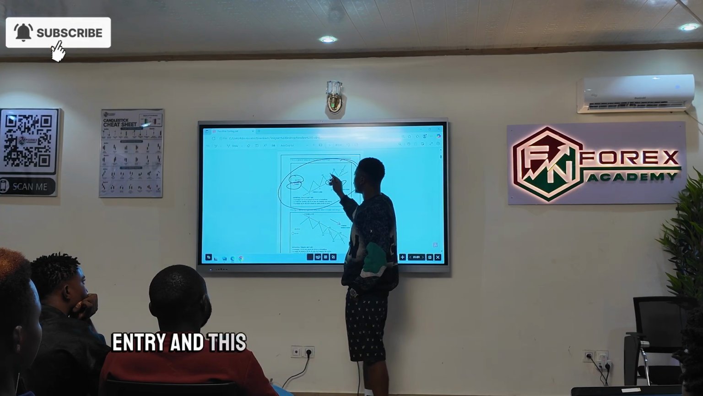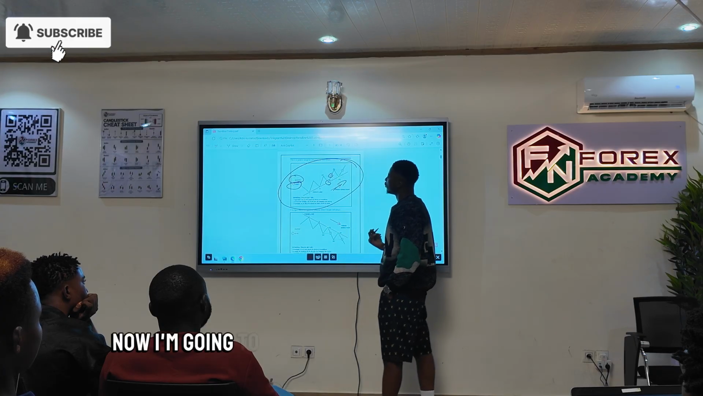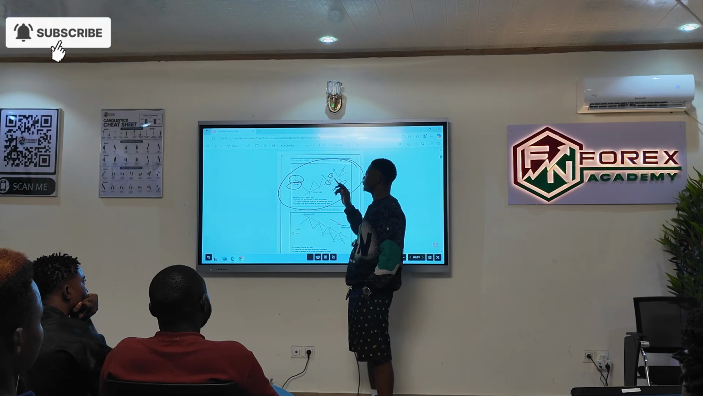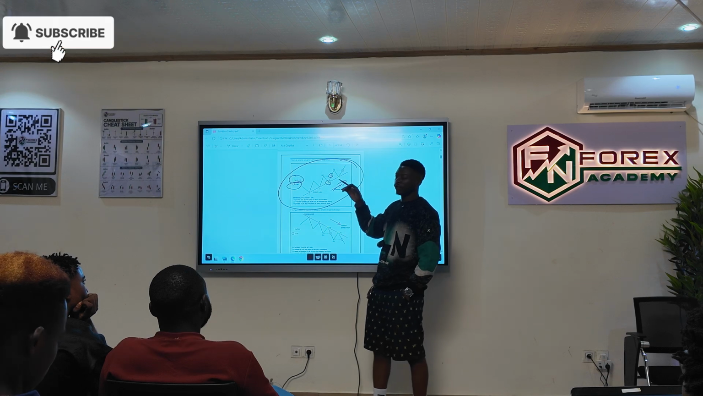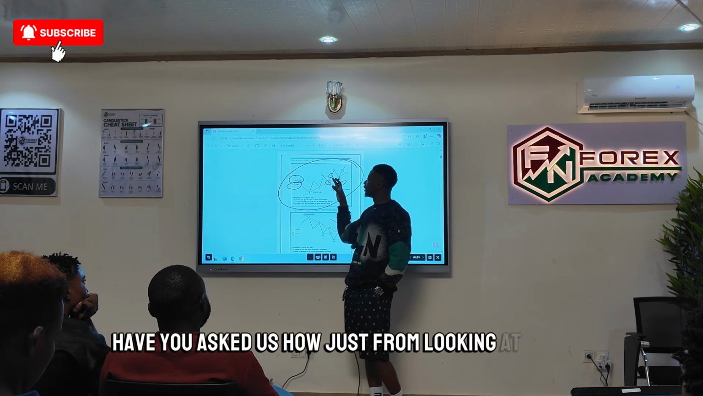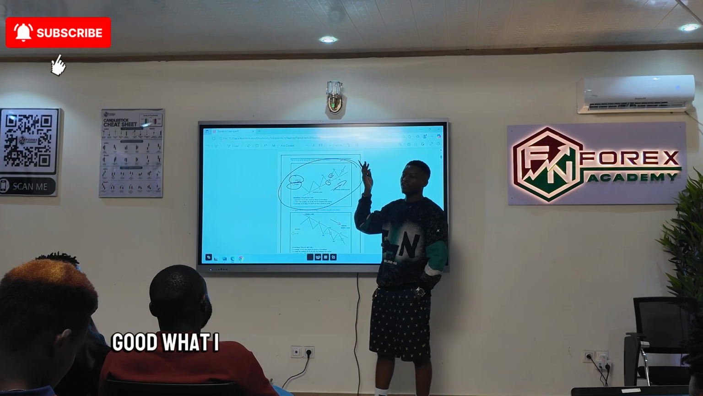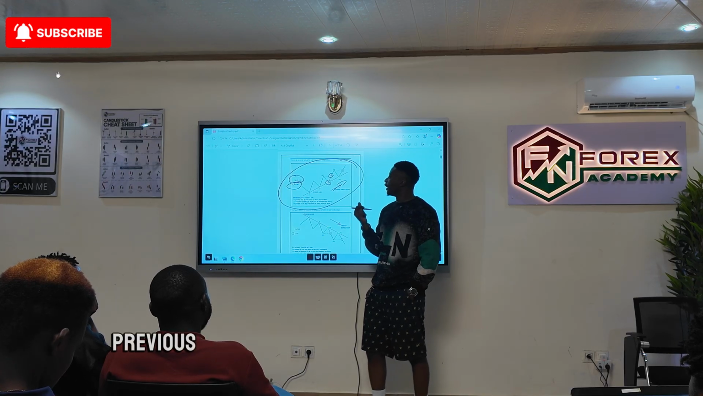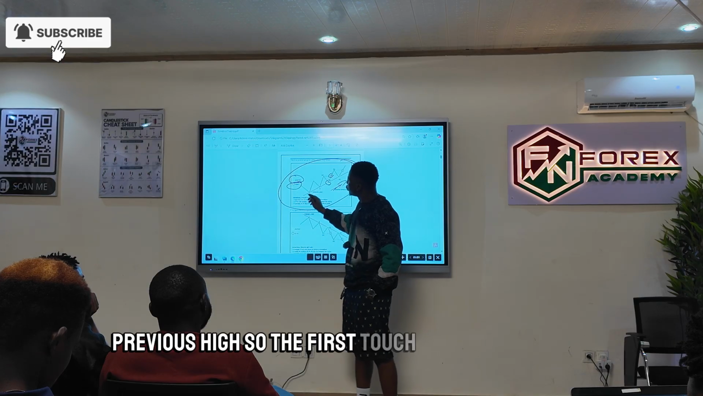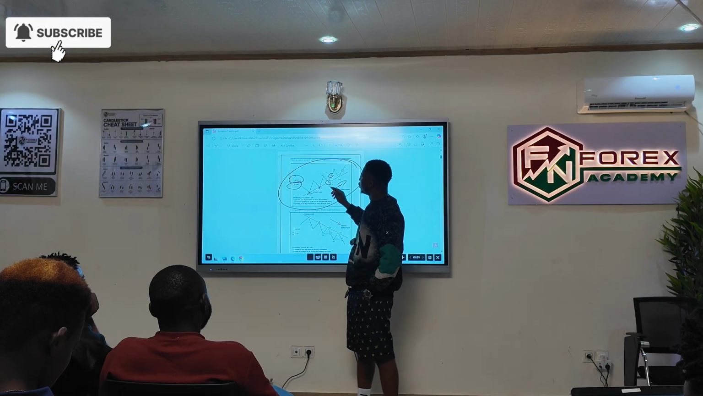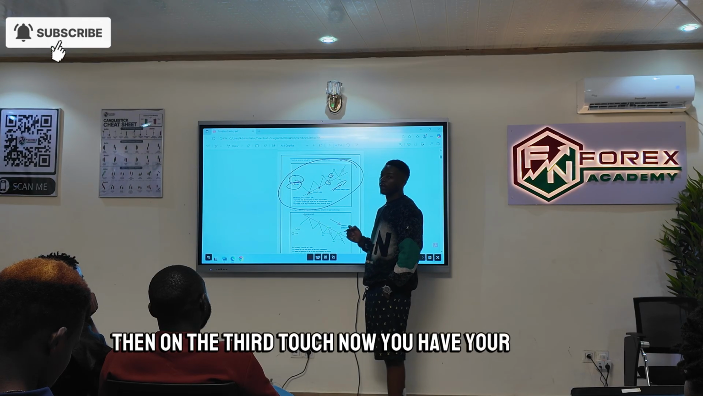This is our entry and this is our exit. Now I'm going to explain why we have an exit here. Can somebody explain? Just from looking at the diagram, can you understand why we have an exit here? Good. What I explained today, right? Previous high. So the first touch, the confirmation touch, then on the third touch now you have your entry.